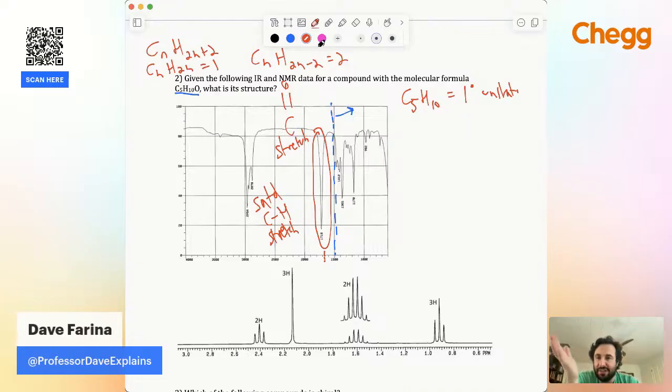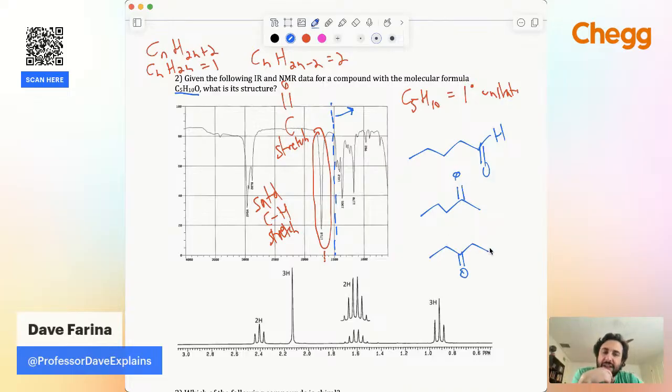what are the possibilities here in terms of the structure if we know that we have a carbonyl? Well, okay, we could have this aldehyde, right? We could have this ketone. We could have this ketone. That's about it, right? I guess you could put a methyl over there. Let's just see where we get with these three, because now we want to look at the NMR spectrum. Okay, so let's take a look at this.